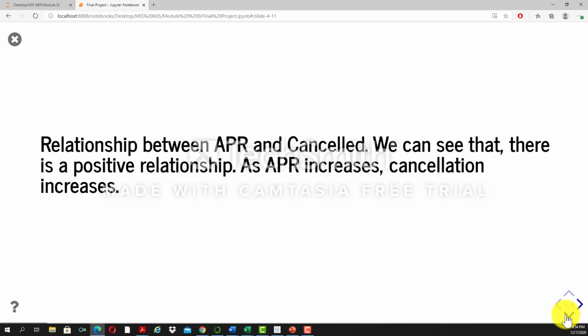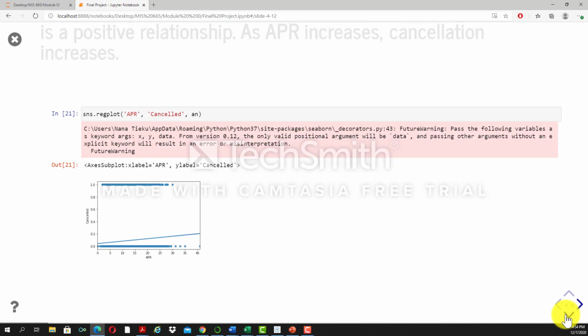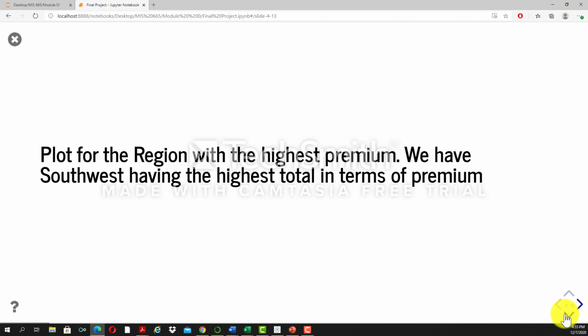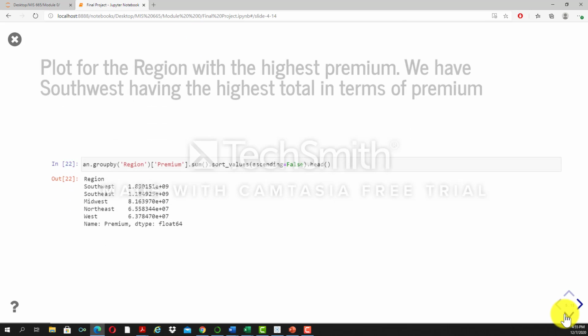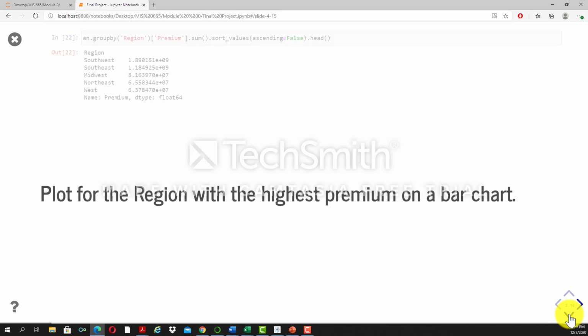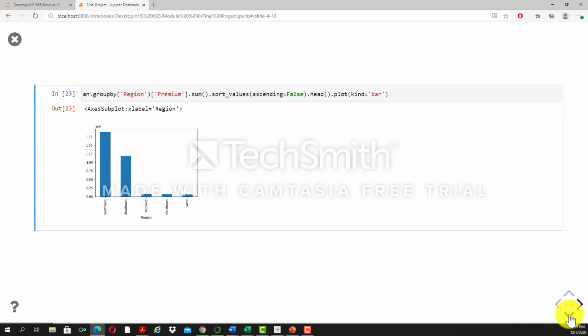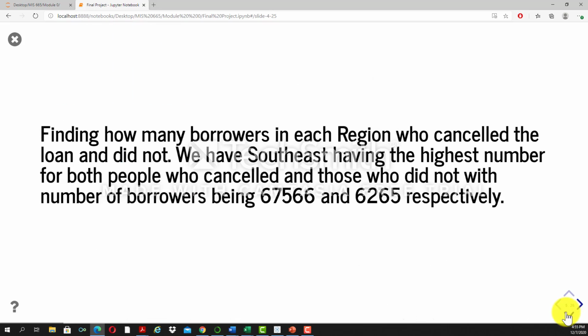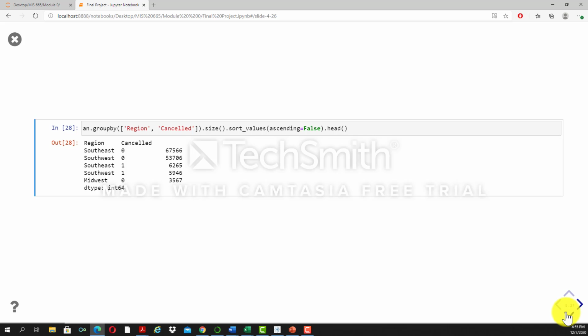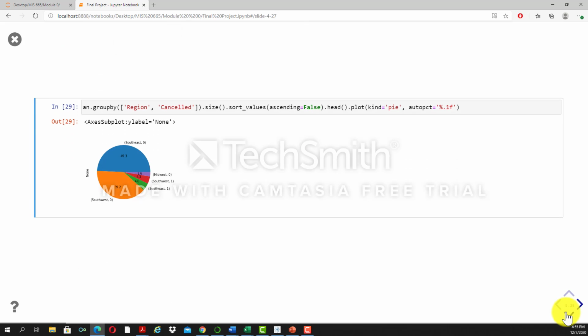APR has a positive relationship. That means as APR increases, cancellation also increases. The region with the highest premium is Southwest. We have the bar chart to show borrowers in each region who cancelled. We have Southeast having the highest, 6,265, and the pie chart to show that.